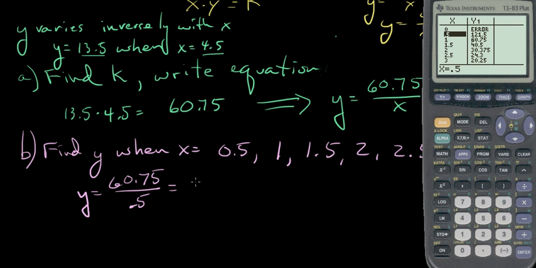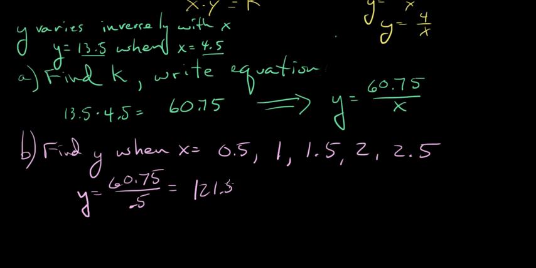121.5. Remember, divide by 1/2, that's 0.5, that's 1/2. You divide by 1/2 is the same as multiplying by 2. 60.75 times 2 is 121.5. So looking at your table, your first value is 121.5, okay? When x equals 0.5, y equals 121.5.